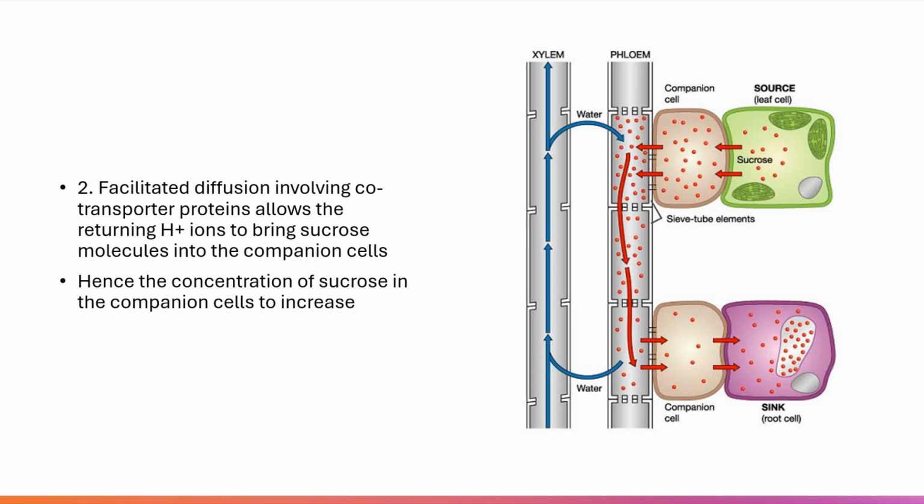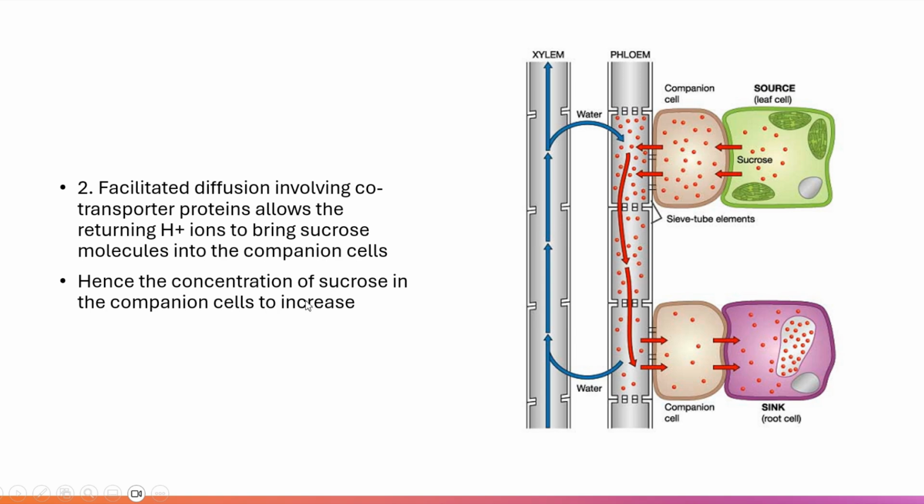Then facilitated diffusion, involving the co-transport of proteins, allows the returning H plus ions to bring sucrose molecules back into the companion cells. When the H plus returns, it goes through the co-transporter protein, so that's co-transport, and the returning H plus ions bring the sucrose back into the companion cell. You can imagine that. That's why sucrose is moving that way into the companion cell. The H plus returns and brings the sucrose with it, so now the sucrose is inside the companion cell.